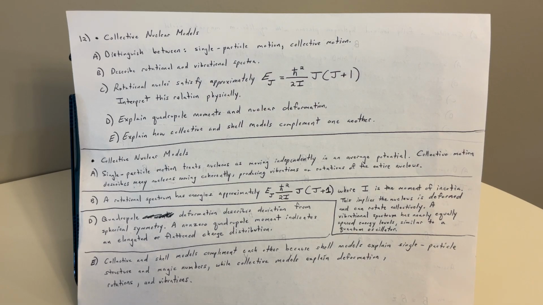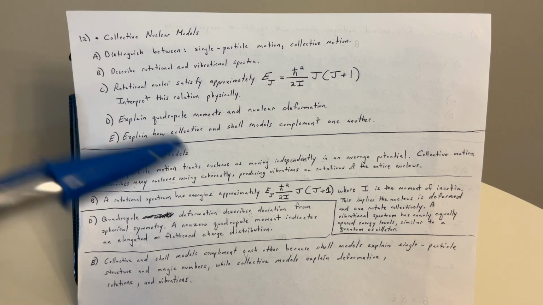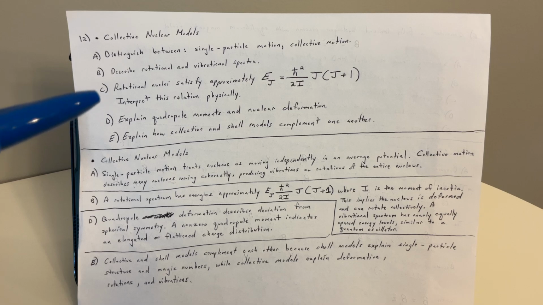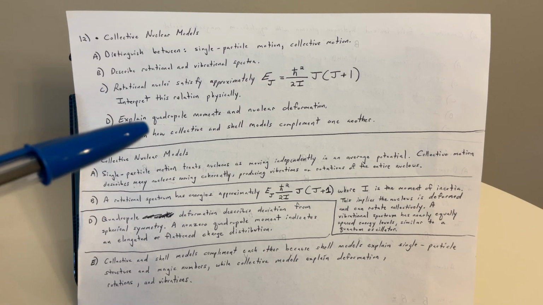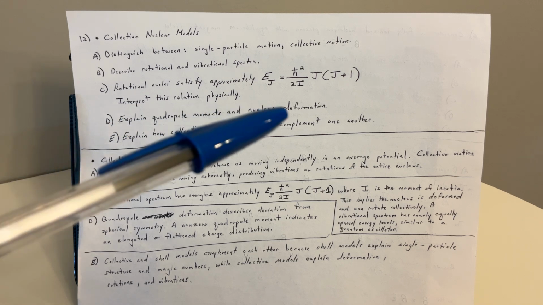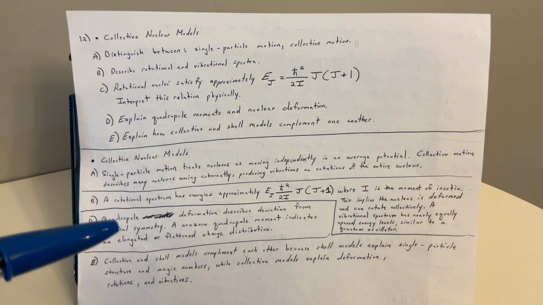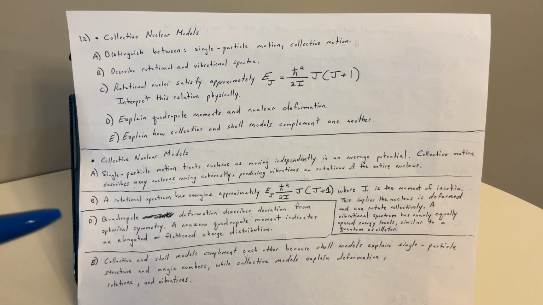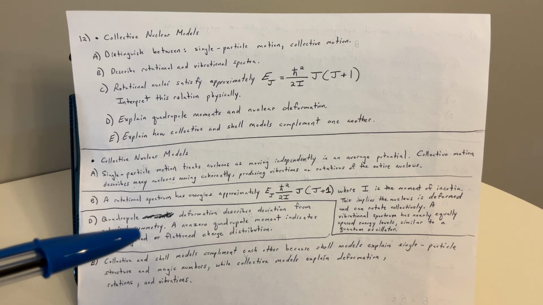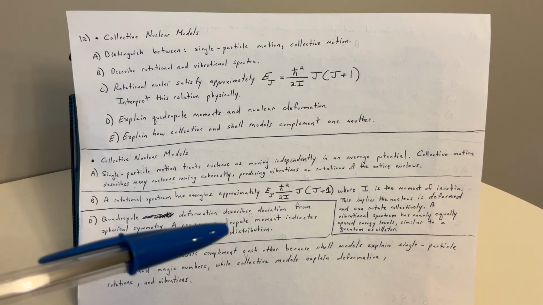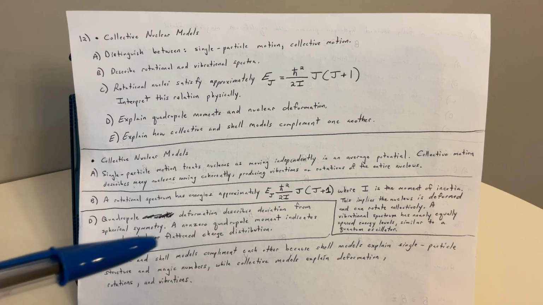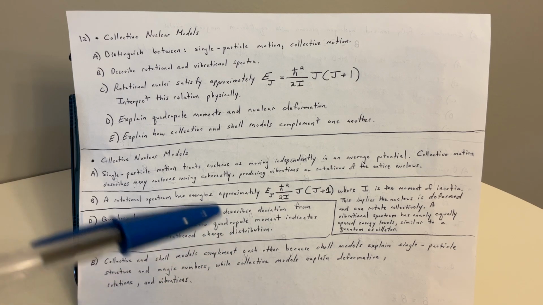Okay, so that was letter C. Letter D, explain quadrupole moments in nuclear deformation. Quadrupole deformation describes deviation from spherical symmetry. A non-zero quadrupole moment indicates an elongated or flattened charge distribution.